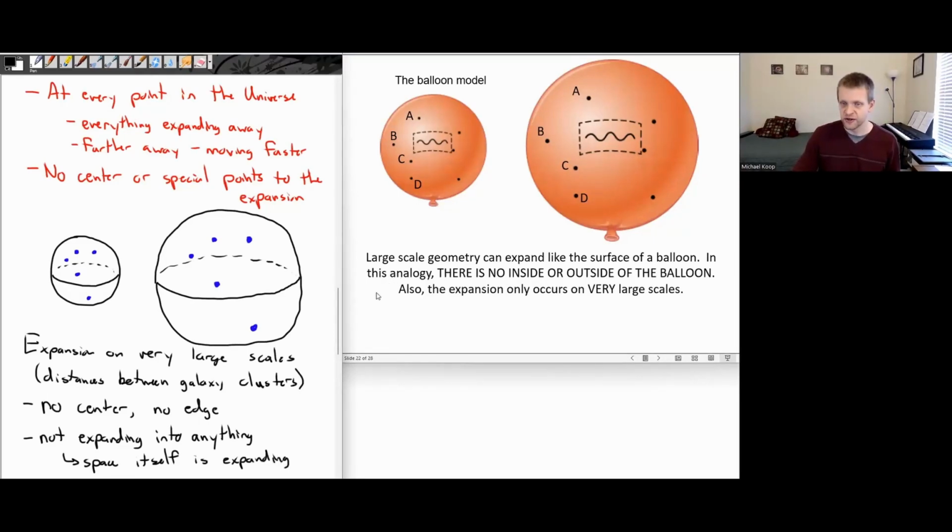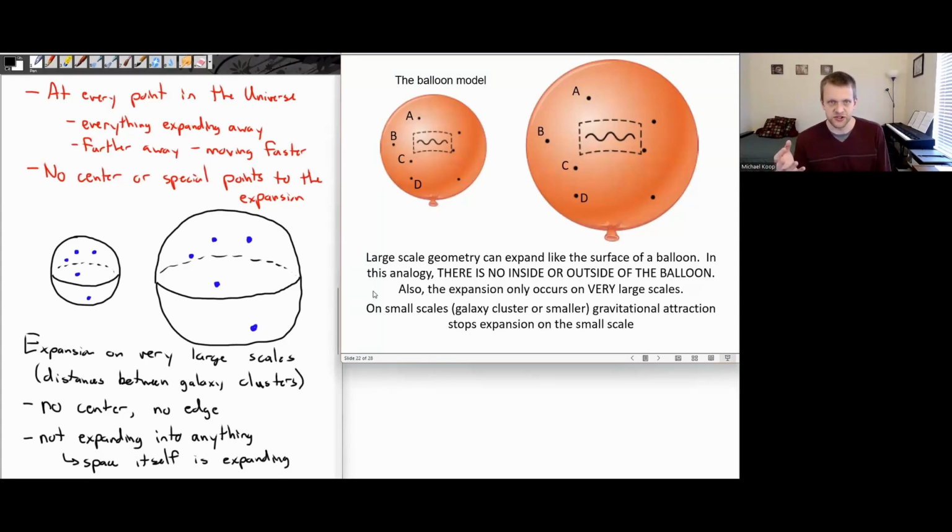Again, this is not an intuitive kind of model to work with. We're talking about general relativity. We're talking about the large scale structure of space. These kind of models don't really come natural to anyone. So that's why I'm trying to go through and show the limitations of these models so we don't take these models too far. But again, this expansion is only on large scales.